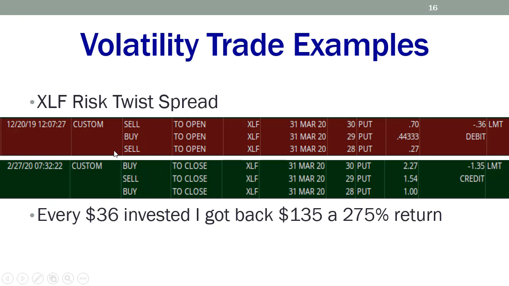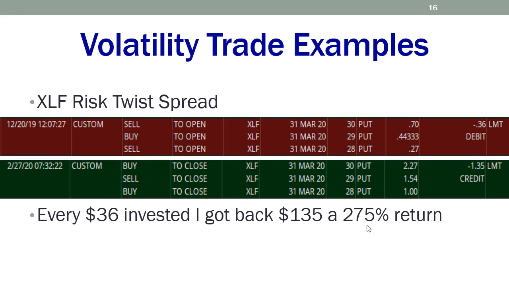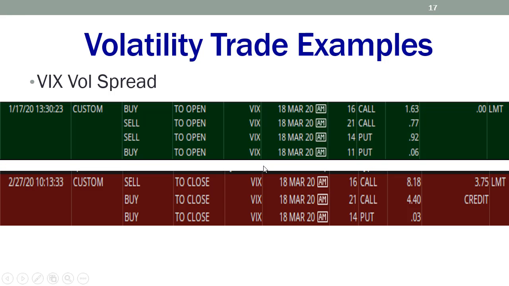This is actually an XLF risk twist spread. These are volatility spreads. I paid 36 cents for it and got back $1.35. That's $36, turned into $135, a 275% return. The previous one's a 485% return. This last one over here is a VIX vol spread. Ooh, I'm going to take you through this one because I paid nothing up front with a $3.75 return. You know why I'm showing you this right up front?